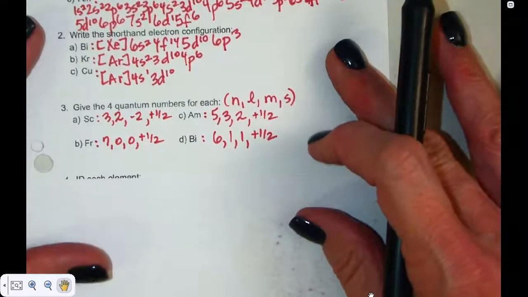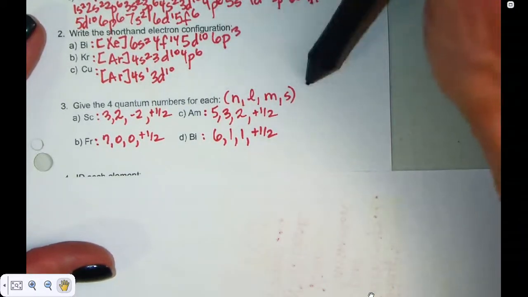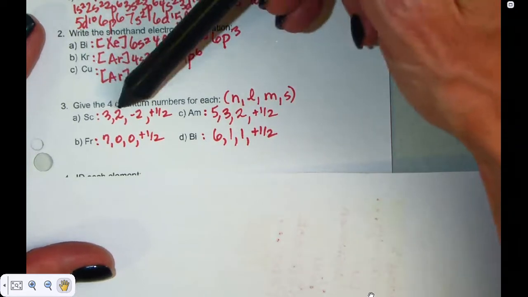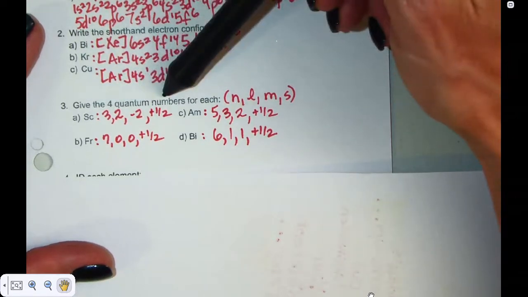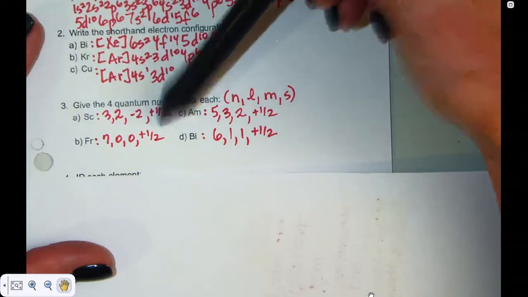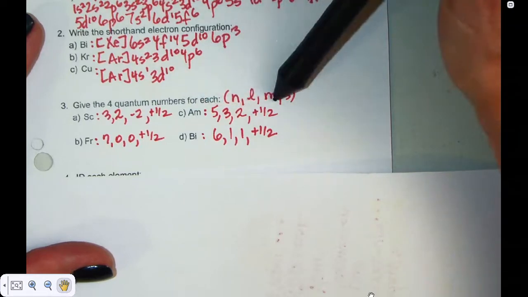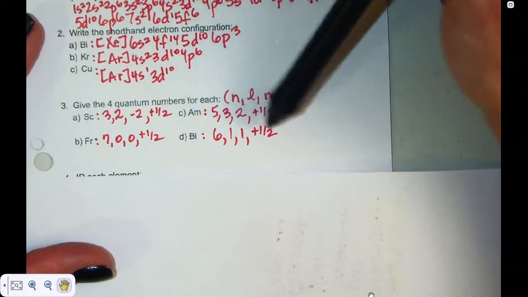For number 3, we were looking for quantum numbers. So for scandium, and these are all in order, n, l, m, and s. You should have gotten 3, 2, -2, +1/2. For francium, 7, 0, 0, +1/2. For americium, 5, 3, 2, +1/2. For bismuth, 6, 1, 1, +1/2.